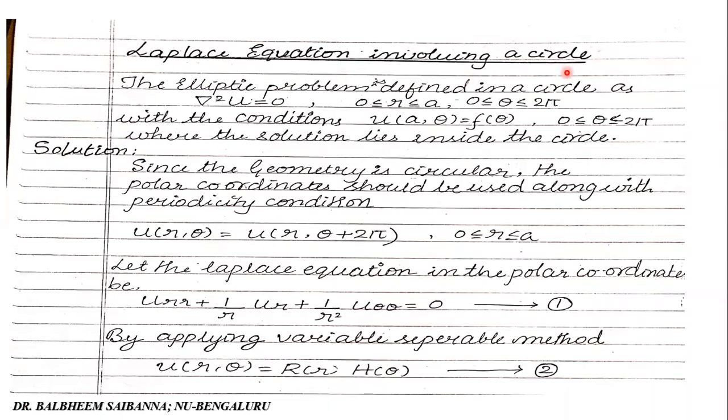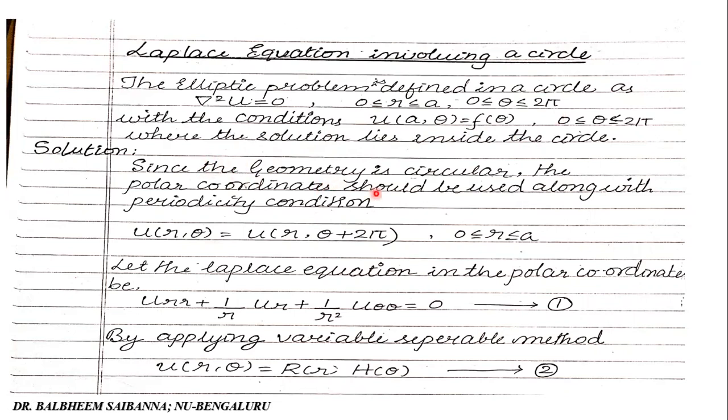Laplace equation involving a circle. The elliptic problem is defined in a circle as nabla square u is equal to 0, where r lies between 0 and a, and theta lies between 0 to 2 pi, with the condition u of a comma theta is equal to f of theta, where theta lies between 0 to 2 pi, and the solution lies inside the circle.